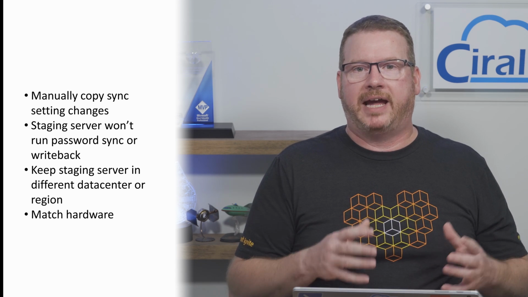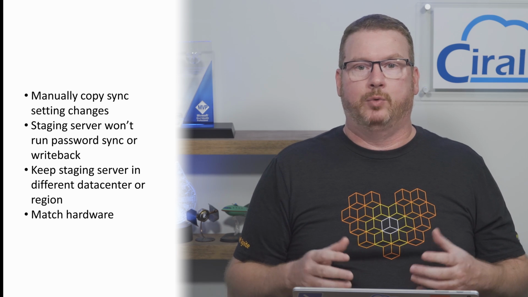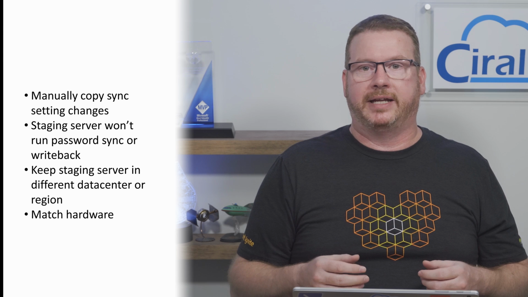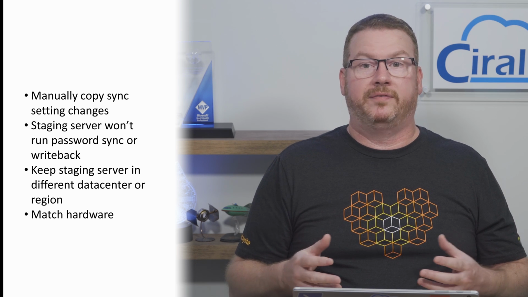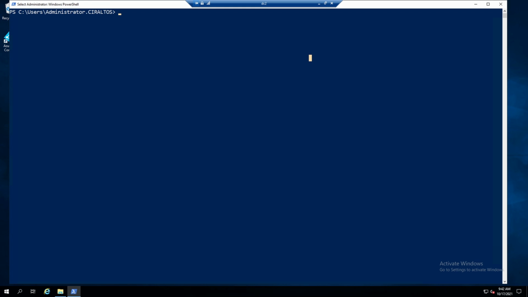For the lab coming up, I have a new Windows Server VM for the staging instance. This is joined to the same Windows AD domain as the existing Azure AD Connect server. Let's get started with verifying our existing settings. Let's start by reviewing our existing production server settings before installing Azure AD Connect in staging mode.